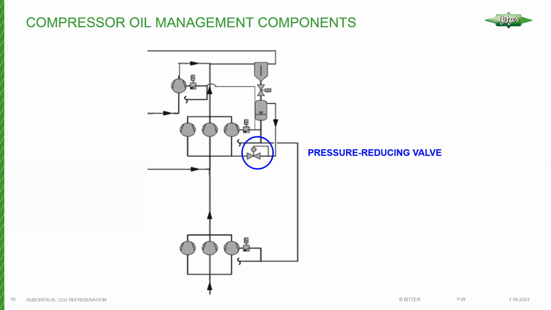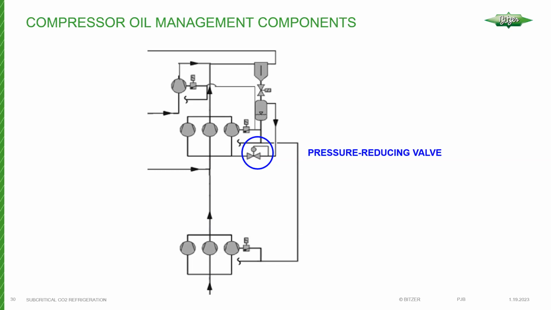Then there's a pressure reducing valve, and the purpose of the pressure reducing valve is, instead of having full high side pressure oil enter the compressors where the oil level regulator opens and you're just shooting the oil into the compressors, the idea is to reduce the pressure and do a little bit of degassing of that oil.